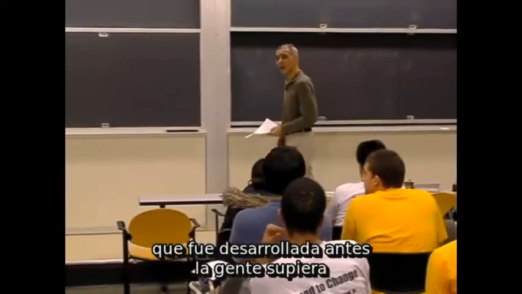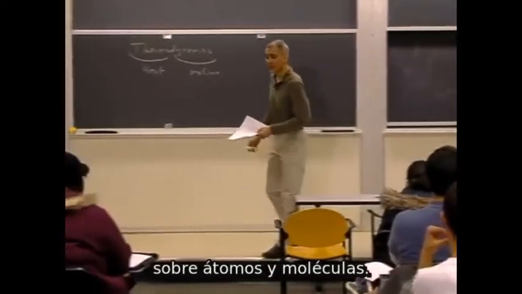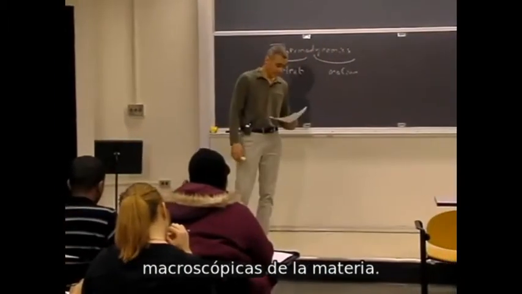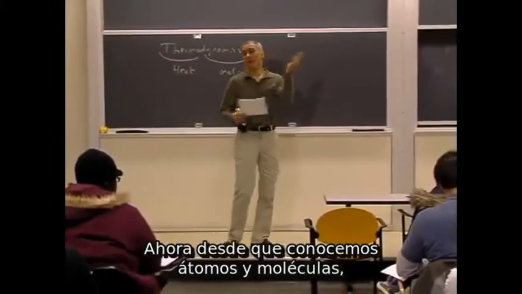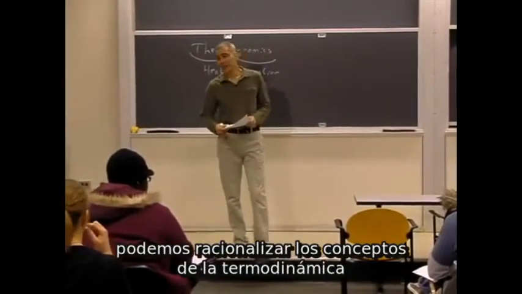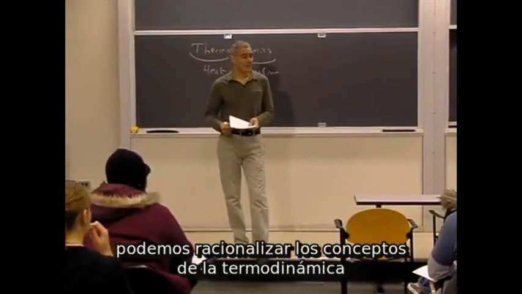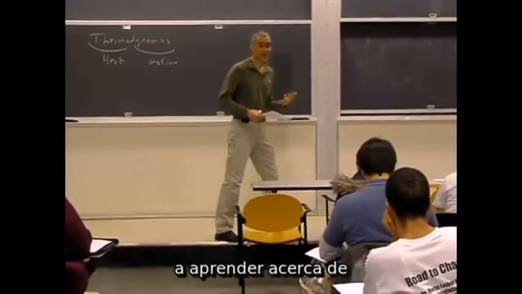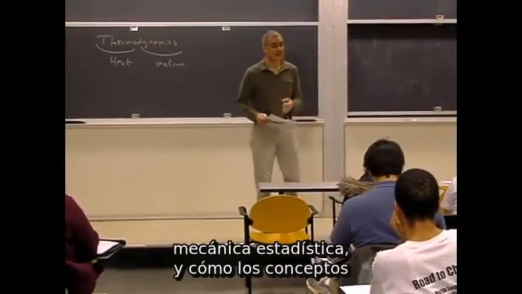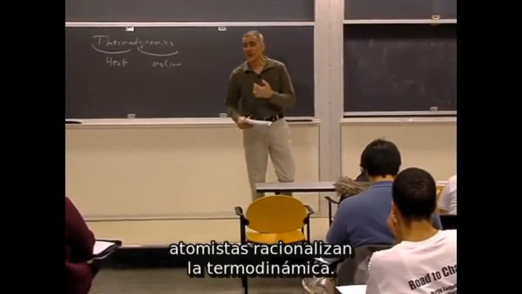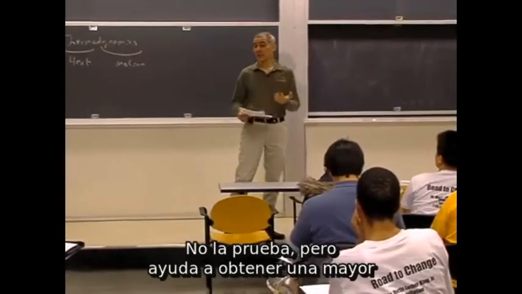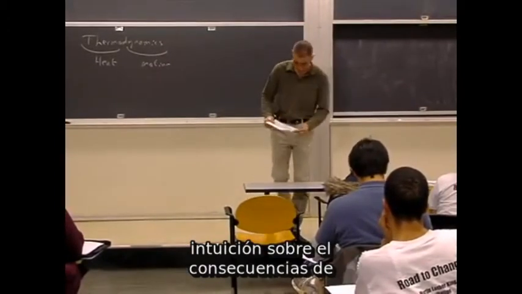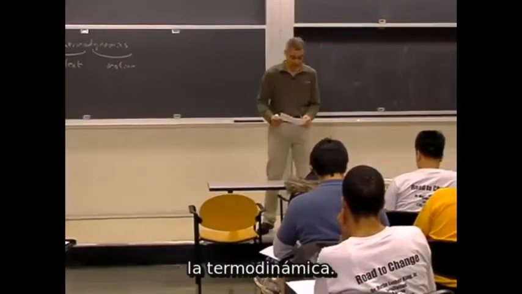It was developed before people knew about atoms and molecules. So it's a science that's based on macroscopic properties of matter. Since then, since we know about atoms and molecules now, we can rationalize the concepts of thermodynamics using microscopic properties. And if you are going to take 562, that's what you'd learn about. You learn about statistical mechanics and how the atomistic concepts rationalize thermodynamics. It doesn't prove it, but it helps to gain more intuition about the consequences of thermodynamics.